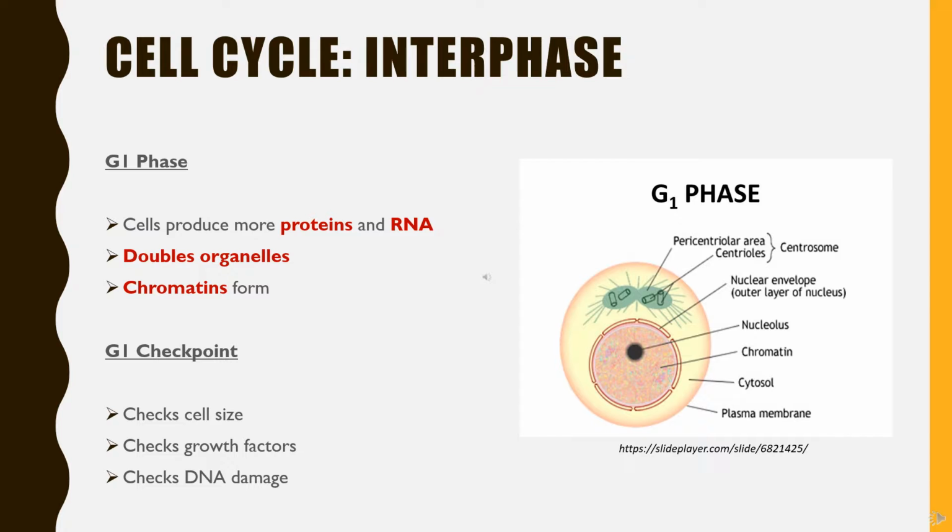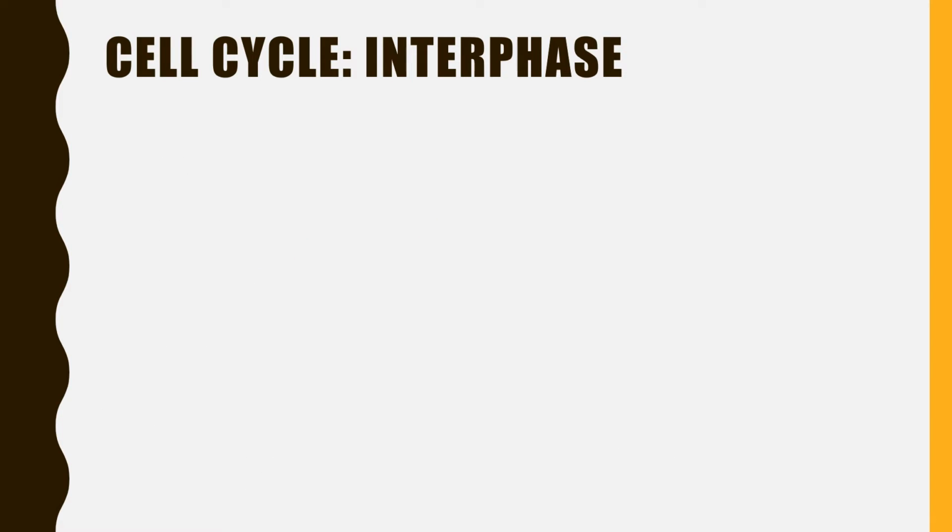There are a few checkpoints during the cell cycle in order to regulate the process and avoid mutations. G1 checkpoint is the first, and this checks that the cell is at an appropriate size. It also checks that growth factors such as nutrients, temperature, and room for growth are all suitable. These growth factors will help to stimulate cell division, and it also checks for any DNA damage. If there are any damages to the components, the cell will undergo apoptosis.